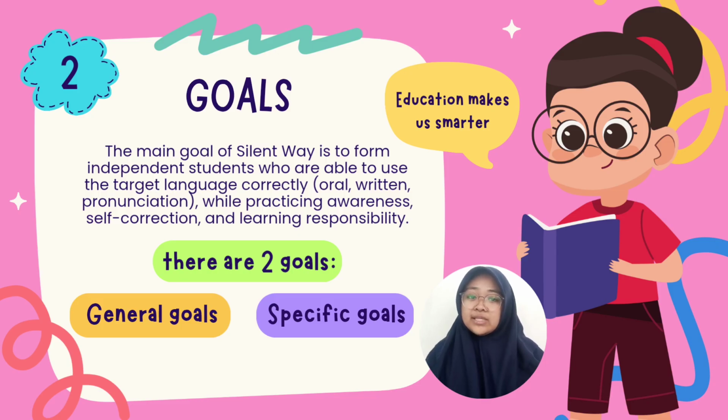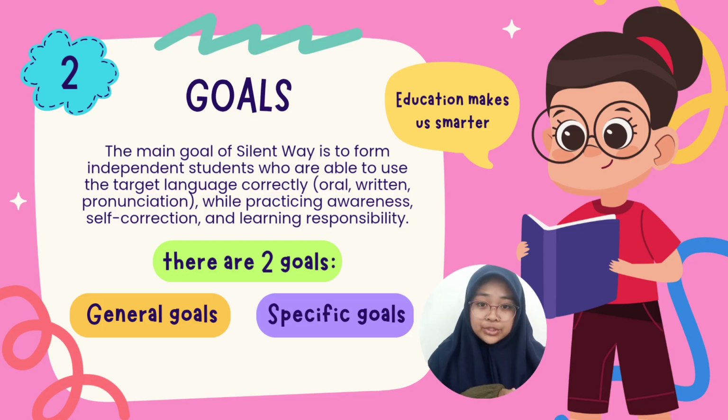The main goal of the Silent Way is to form independent students who are able to use the target language correctly, like oral, written, and pronunciation, while practicing awareness, self correction, and learning responsibilities. There are two goals: general goals and specific goals.